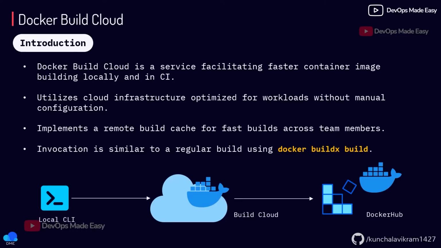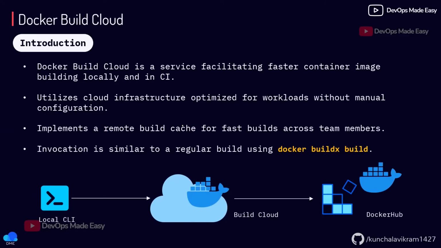Docker Build Cloud is one such service provided by Docker. So instead of running your builds locally, you would run your builds on remote machines, or the infrastructure that is maintained by Docker. It has a lot of benefits when you compare it with building your Dockerfiles locally. They have remote build cache support for faster builds. They also support multi-platform images.